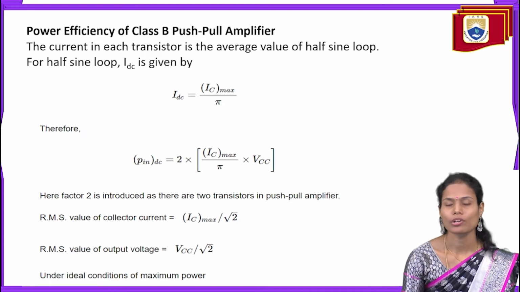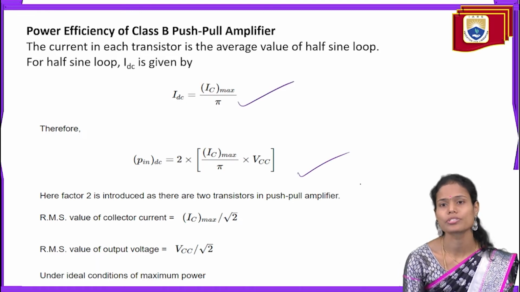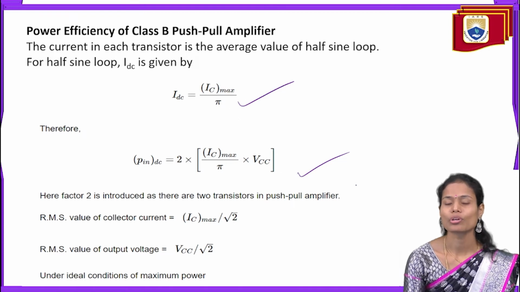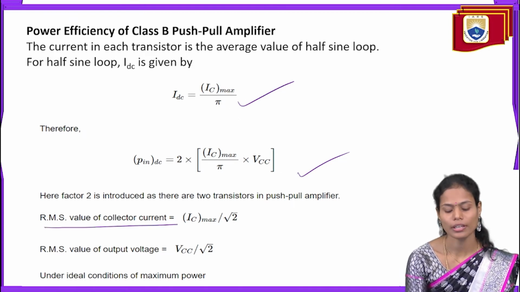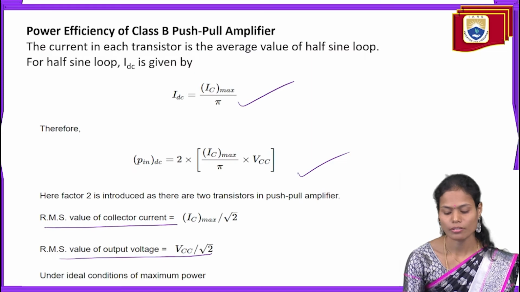So how can we calculate the efficiency? By calculating the AC power as well as DC power. So to calculate such AC and DC powers, we require the DC current and voltage levels. So that's why we are taking the DC current and from that we are calculating the input DC power. And after that, to calculate the AC power, we are taking the RMS values of collector current and the RMS value of the output voltage. So from this we can find the AC power.